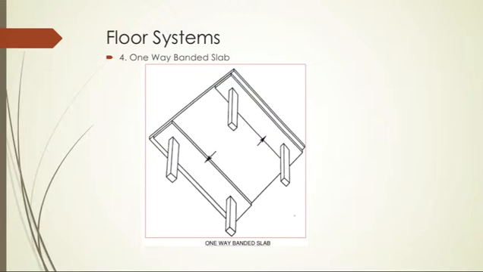Next we have a one-way banded slab. So as the name suggests, we have the load coming from the slab spanning to the band beam, and then the band beams spanning to the columns.